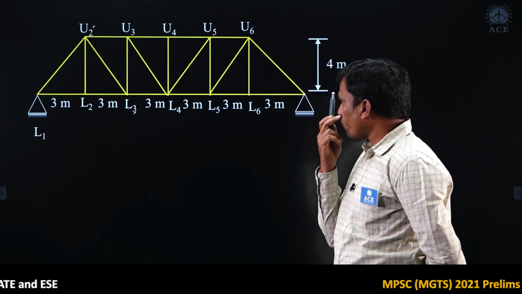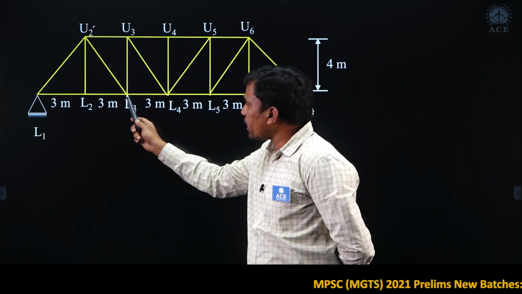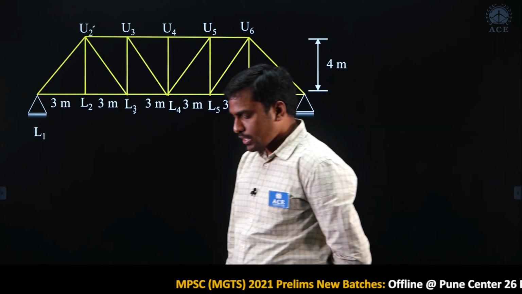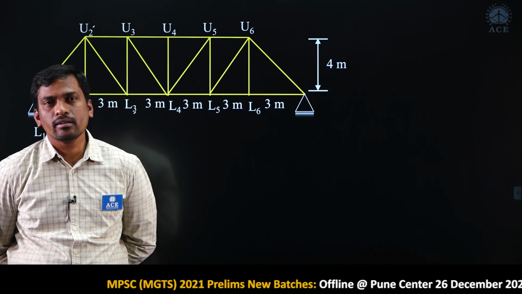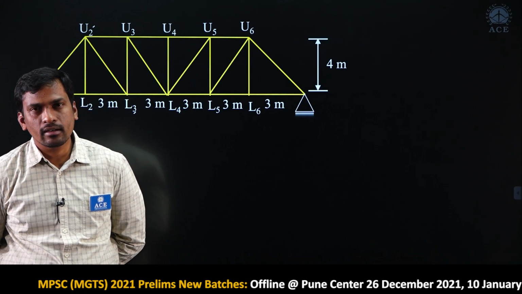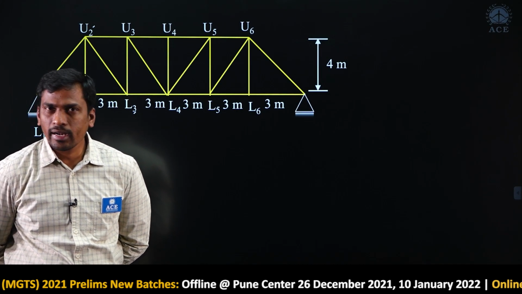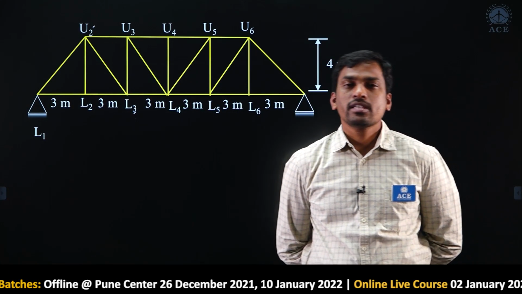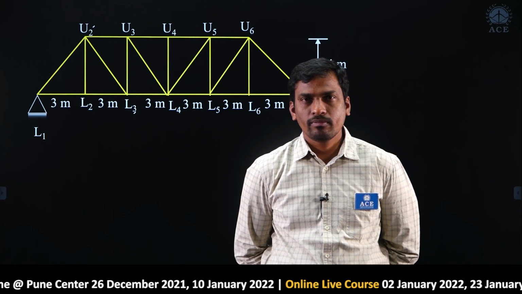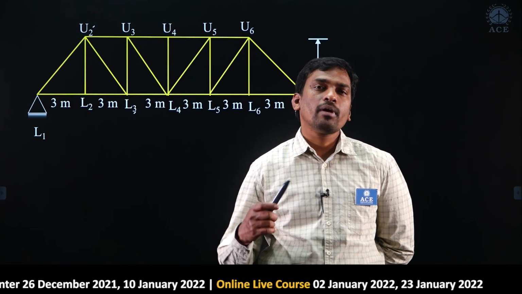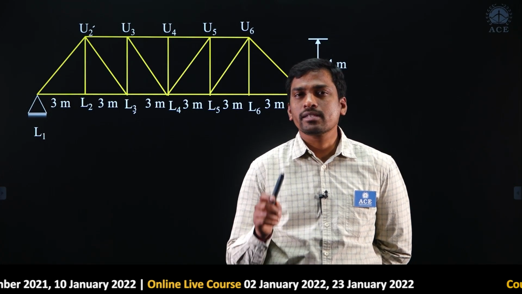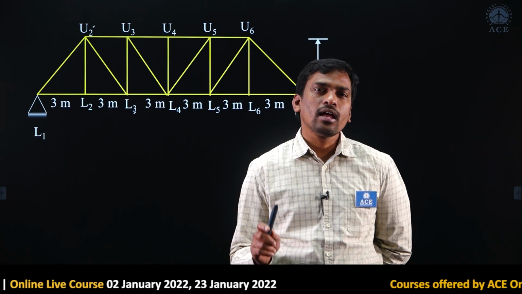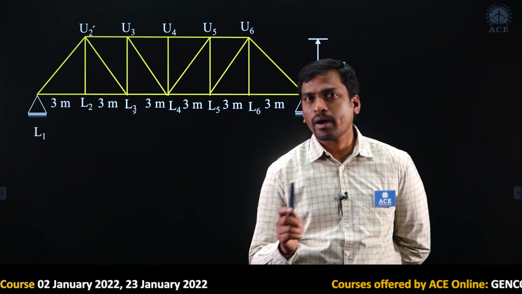Now tell me students, to find the force in member U2 and L3, how to cut the structure? You can cut the structure horizontally, vertically, or inclined, any shape, but two conditions must be satisfied, right? What are the two conditions? First condition, the section should pass through the selected member. The selected member is the member in which we have to find the force. Second condition, the section should divide the entire structure into two separate parts, right?